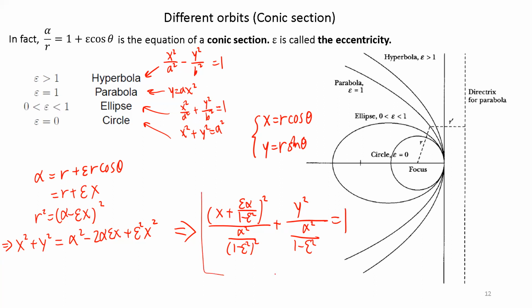So this one looks like an ellipse. Now, what is the difference between this one and this one? Here, instead of x squared, I have x plus something squared. But what it really means is just a shift of the center of the ellipse. So this ellipse is centered at minus epsilon alpha divided by 1 minus epsilon squared, and 0.